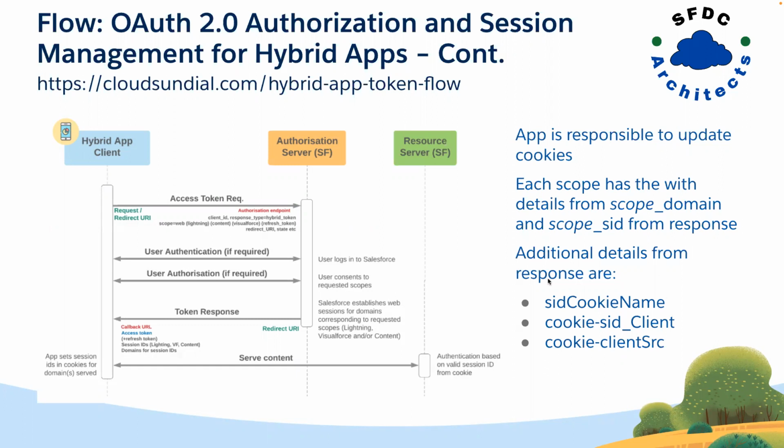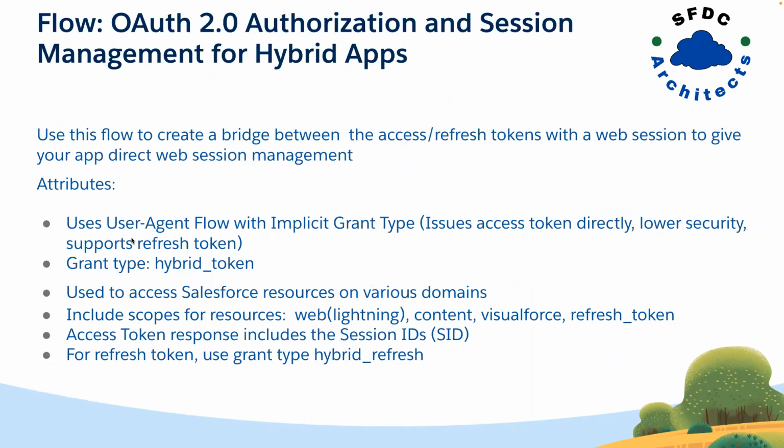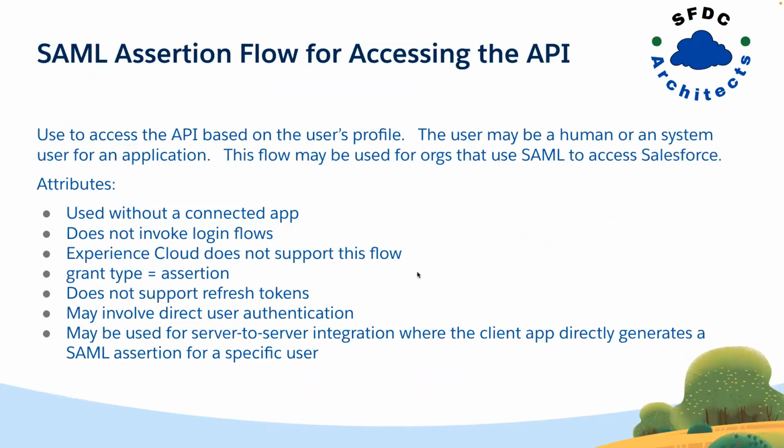All right. And so on this one, just keep in mind for the hybrid app, I did this one first today because it's a continuation of some of the other auth flows that we looked at last time. Like I said, it uses the user agent flow, which uses the implicit grant type. And then it gives you the ability to manage the web session with the cookie information. Let's go to the next flow.